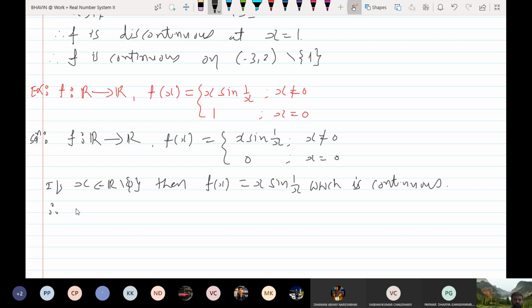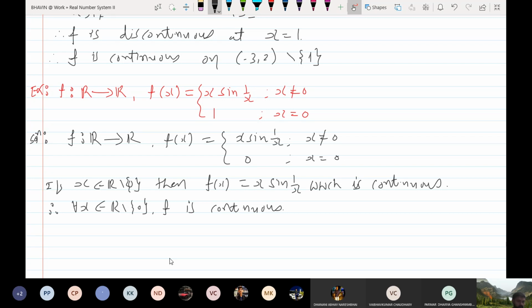Therefore, for every x belongs to R minus 0, f is continuous. Now we should check continuity at x equal to 0.